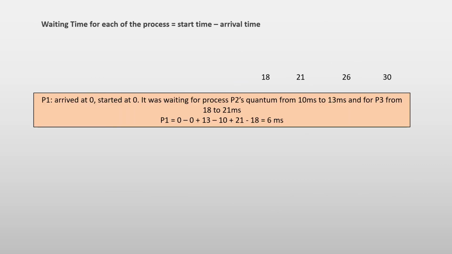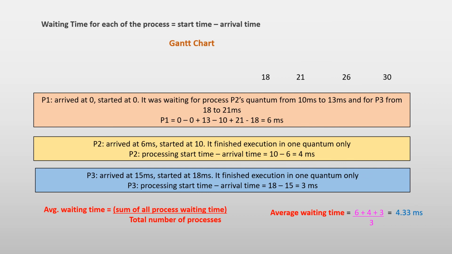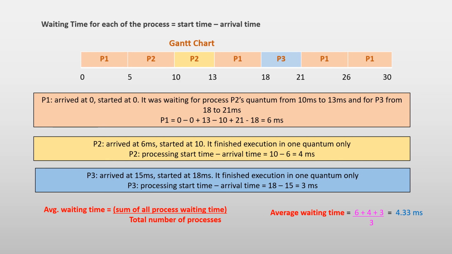Now if you see the waiting times, P1 arrived at time 0 and started at time 0, but it was preempted 2 times. From 10 to 13 milliseconds it was stopped, and from 18 to 21 it was made to wait. So the total waiting time is initially 0, then 3 milliseconds, then another 3 milliseconds. So in total it waited 6 milliseconds.